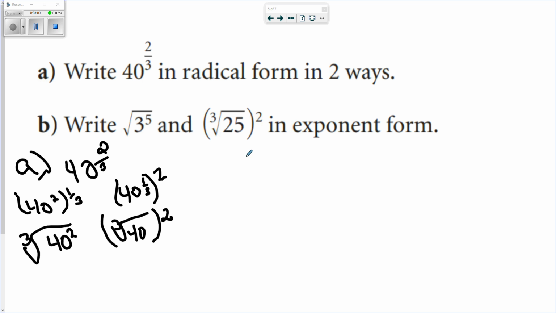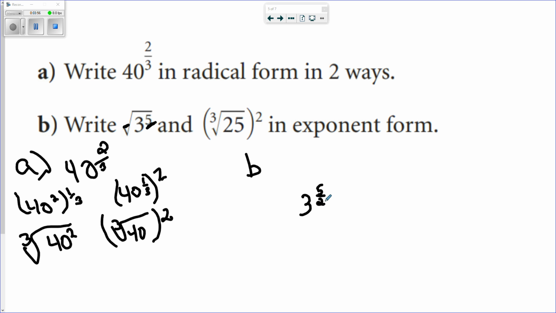So now if we look at part B, write the square root of 3 to the 5th as a whole exponent. So the base is going to be 3. Now the bottom number is going to be the number from right here. Since there's no number here, it's going to be a 2. And the number on top is going to be the number from right here. So it's going to be a 5. So the square root of 3 to the 5th is the same as 3 to the 5 over 2.